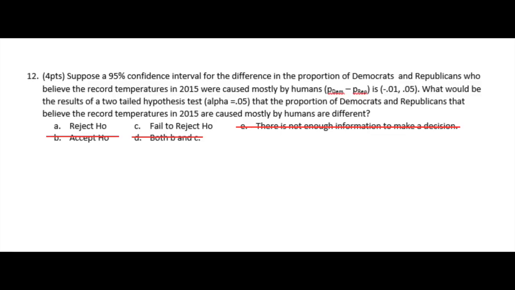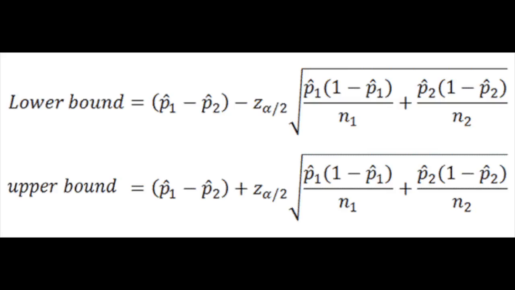Reject H0 is saying that our proportion is statistically different, whereas fail to reject H0 is saying that our proportion is not statistically different. Now if we look at the formula for the confidence interval for the difference in proportions, we can get a better understanding of where this confidence interval came from. It is really just the difference of the sample proportions plus or minus the margin of error.